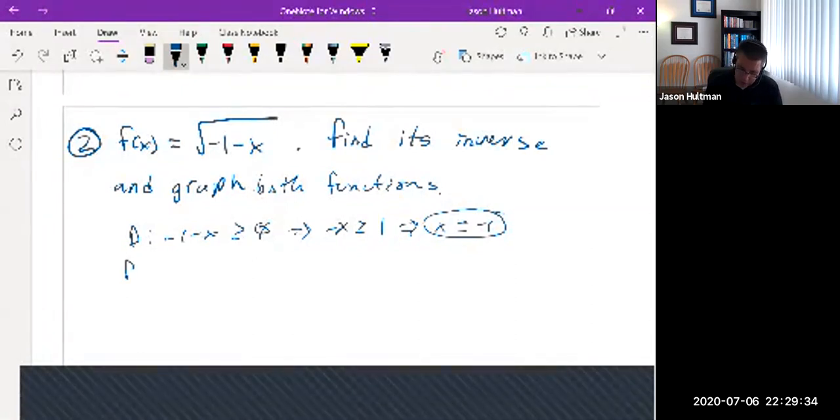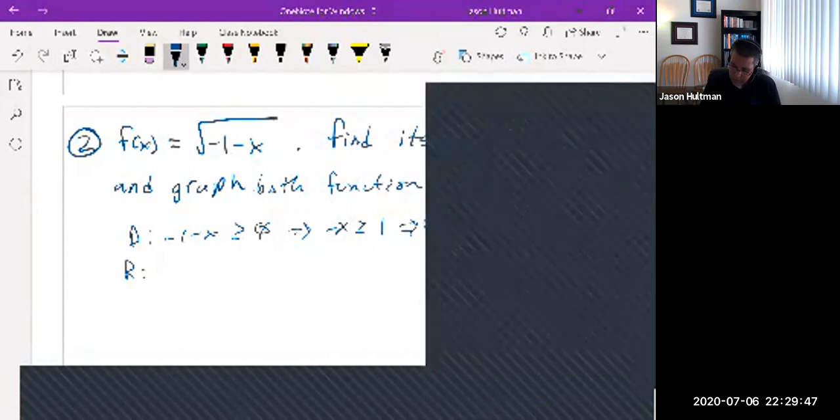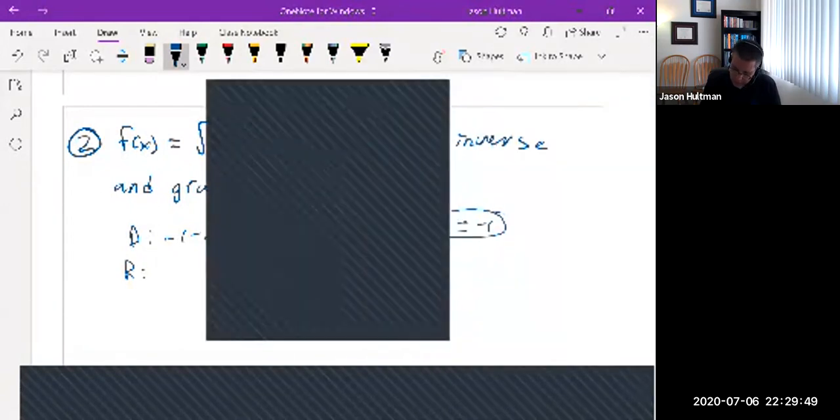What about the range? If the highest value that I can have here is -1, plug -1 back in, that becomes -1 plus x.